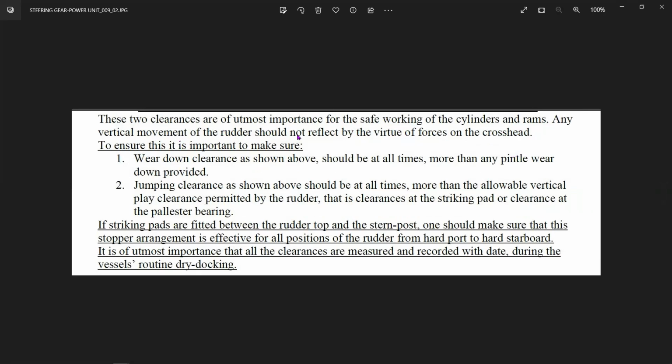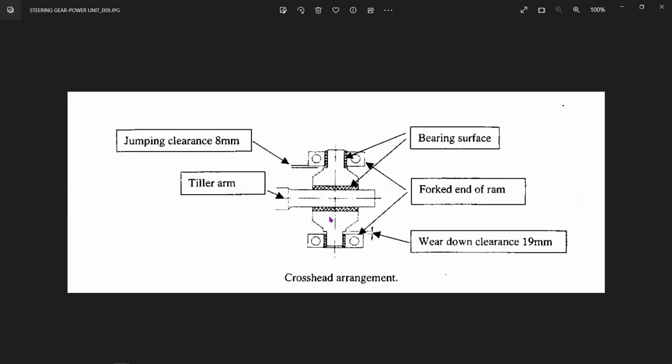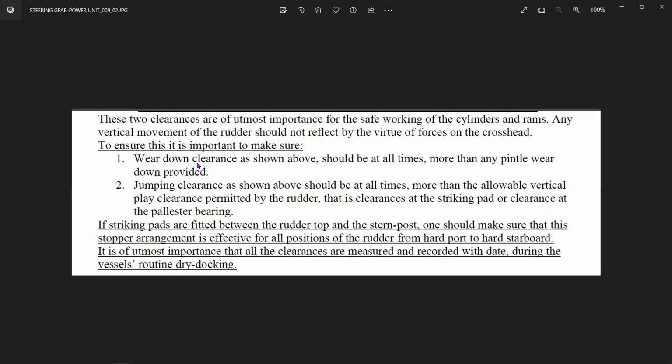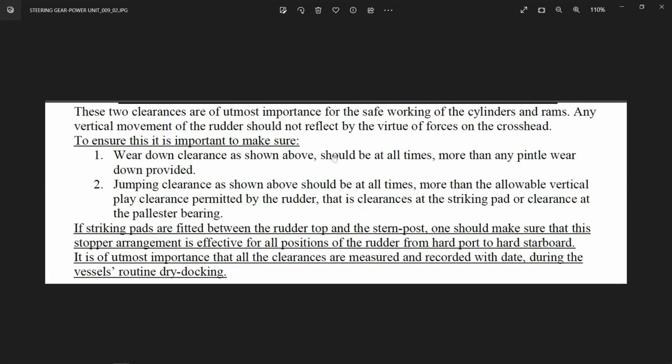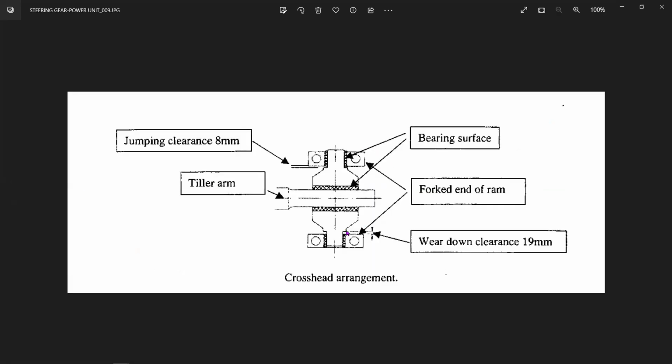Any vertical movement of the rudder should not reflect on the forces of the crosshead. That means basically any vertical movement of the rudder, upward or downward, should not lead to damage of the rams. The crosshead should not go and touch the rams in this case. So to ensure this, it is important to make sure the wear down clearance shown above should at all times be more than the pintle wear down. Basically, the wear down which is there over here should be more than what the rudder carrier bearing ever wears down. So even in the worst case where the rudder carrier bearing is worn down, this entire crosshead will not go and touch the rams.